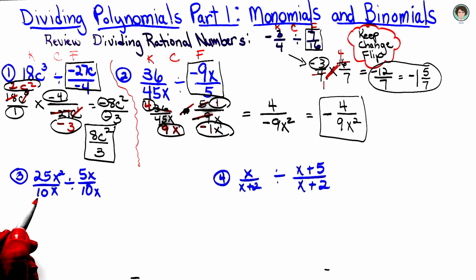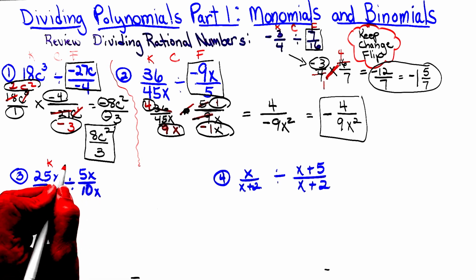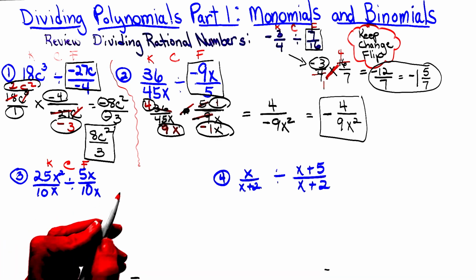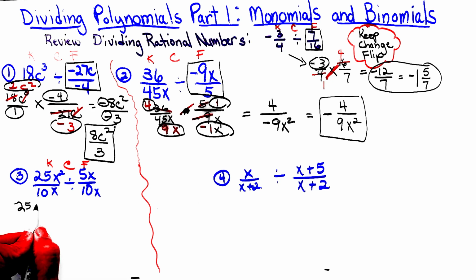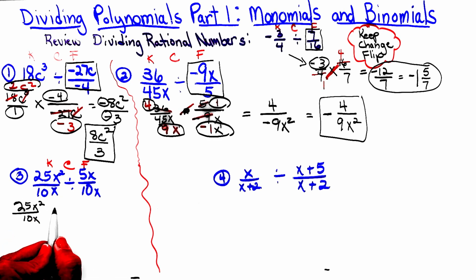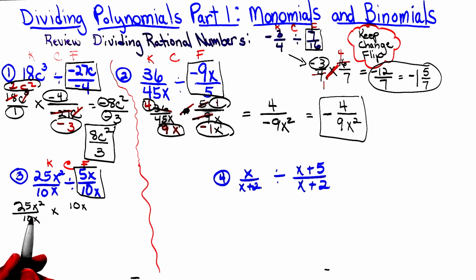We have 25x squared over 10x divided by 5x over 10x. So keep, change, and flip. Let me bring this squiggle line down for us. And when I am doing that, it's 25x squared over 10x, and that is just a 2. My pen kind of stuck there. And I'm double checking that I copied it right. Times, now I am going to write the reciprocal of the 5x over 10x. So it's 10x over 5x.